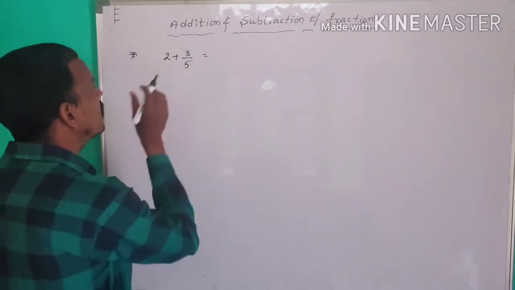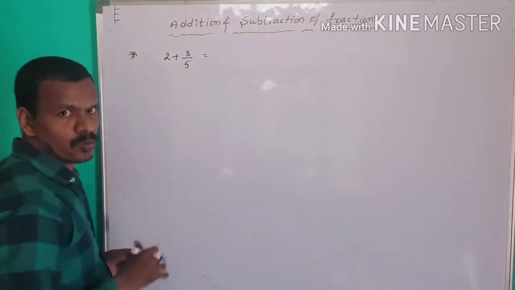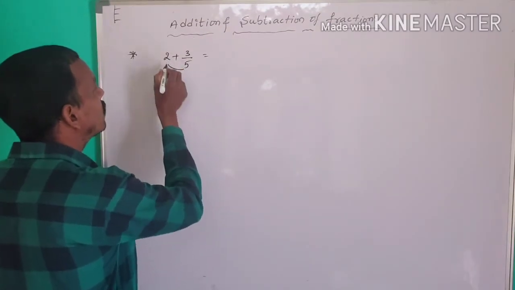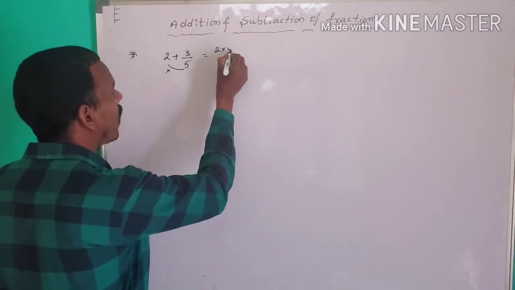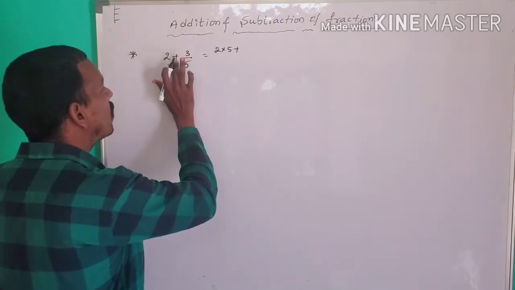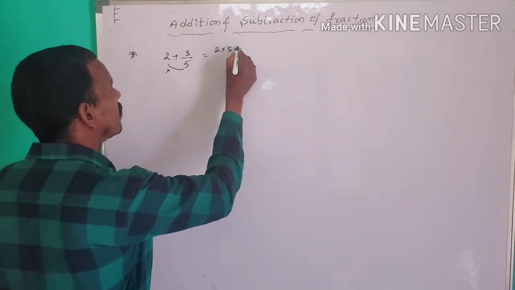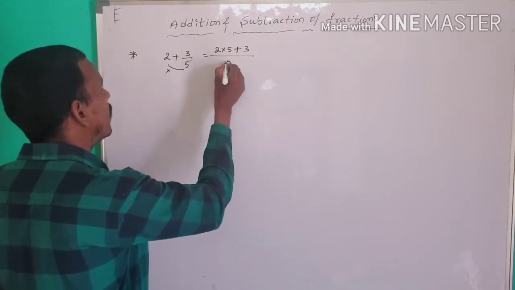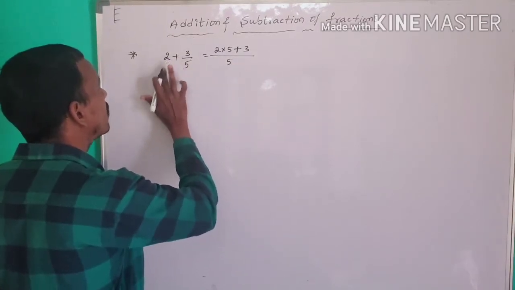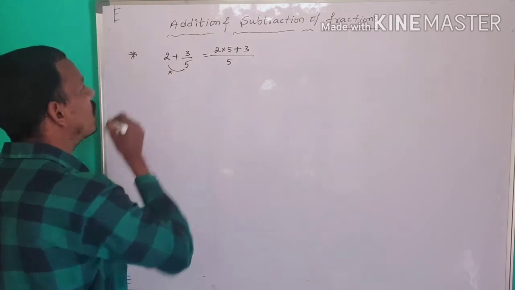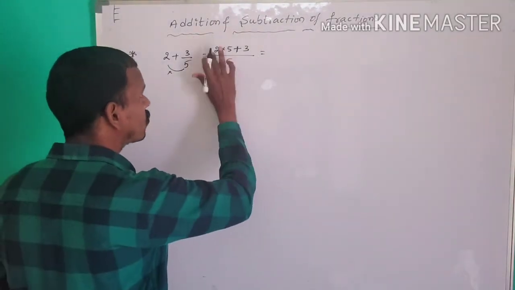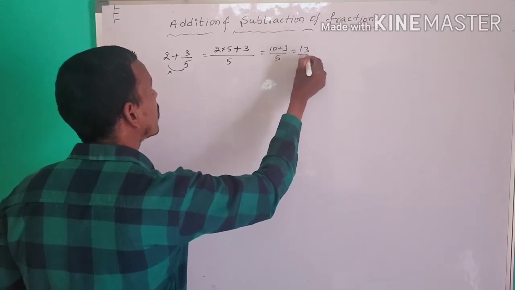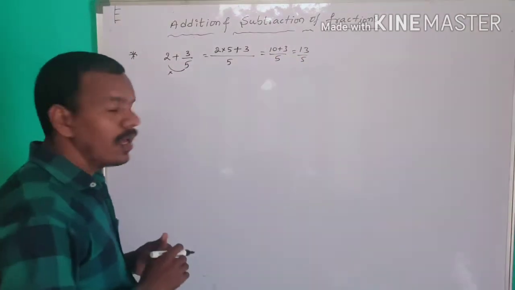There are two or three methods. In the first method, we multiply the number 2 by the denominator 5, and the middle symbol is plus, then 3 by 5. The denominator is 5. So 2 into 5 is 10, plus 3, by 5, that is equal to 13 by 5. It is one method.